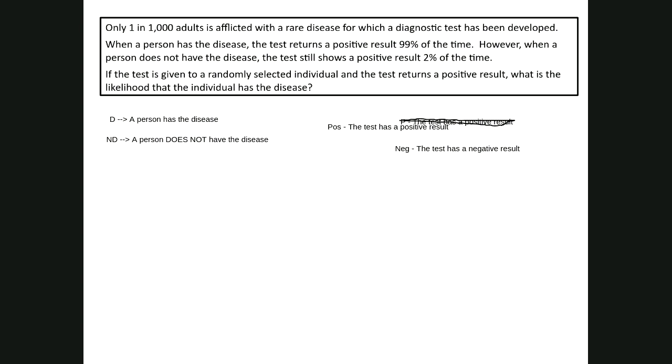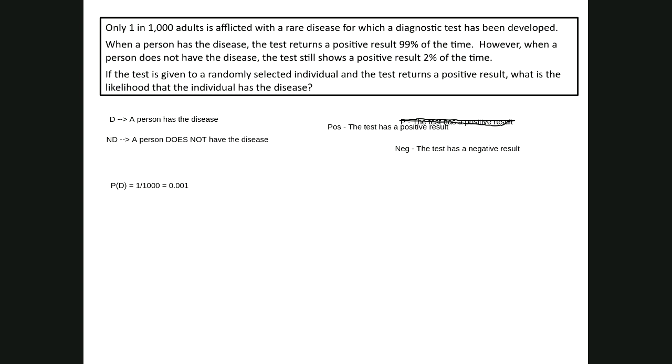Now, what else do we know? Well, we know in advance that the probability of D is 1 in 1,000, or in terms of decimals, 0.001.